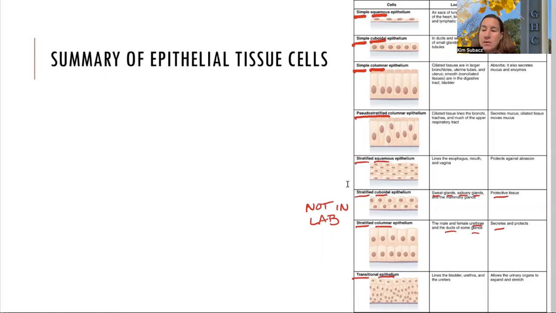So on our lab, I need you to be able to identify these slides on site. I need you to identify also where you might find it. So where's the location for this particular type of tissue, as well as the function of this tissue. Is its job protection? Is its job filtration? Is its job secretion? What is its function? So know all three of those things for the different types of epithelial tissue.